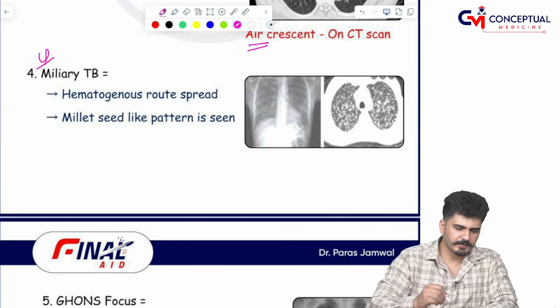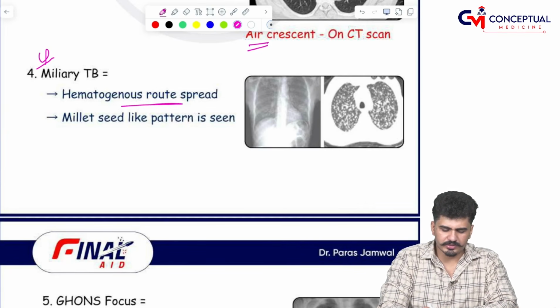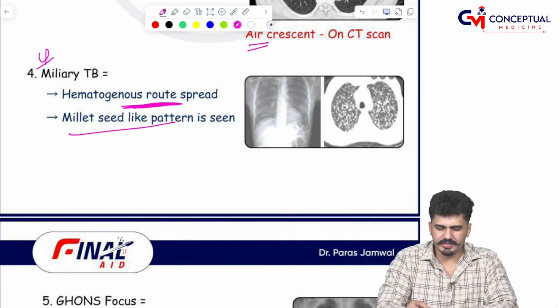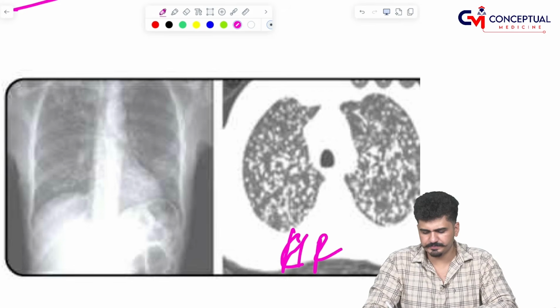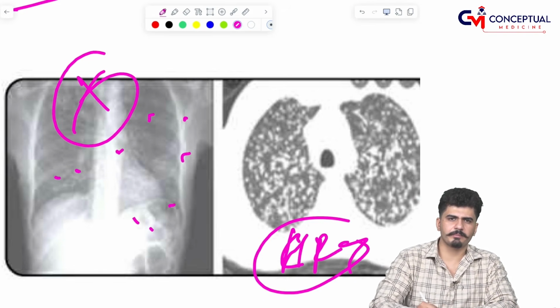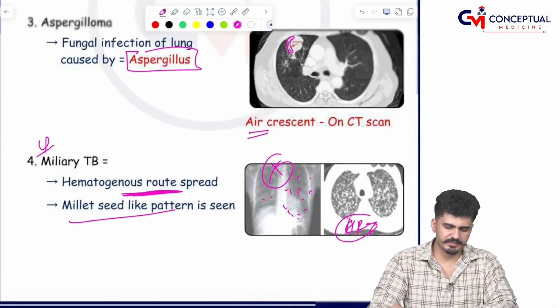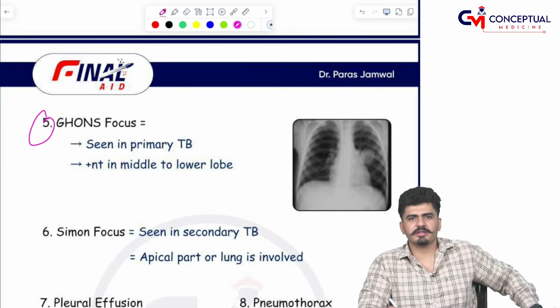Now miliary TB. In miliary TB, hematogenous spread is going to be there, and the millet seed pattern you can very well appreciate. This is HRCT, and this is the chest X-ray where you are going to see the millet seed appearance.